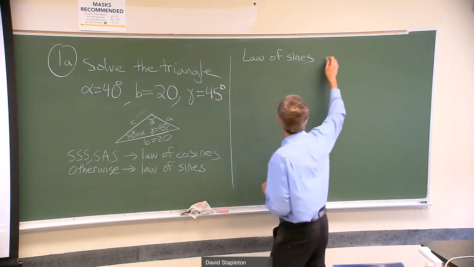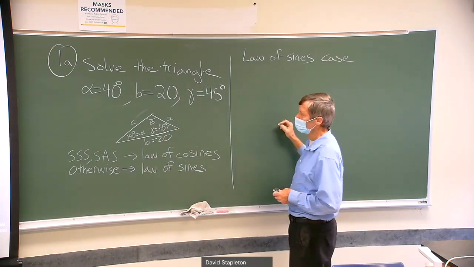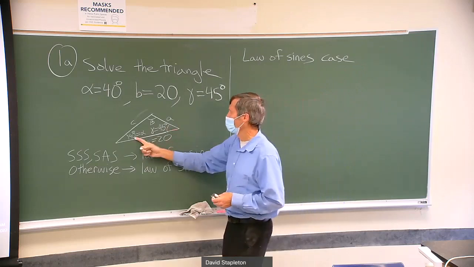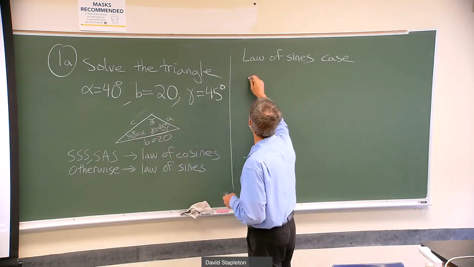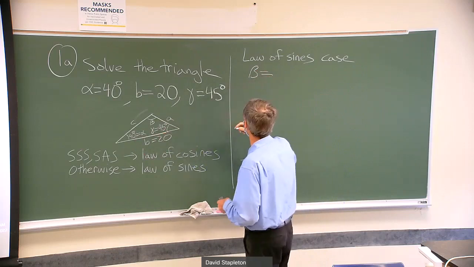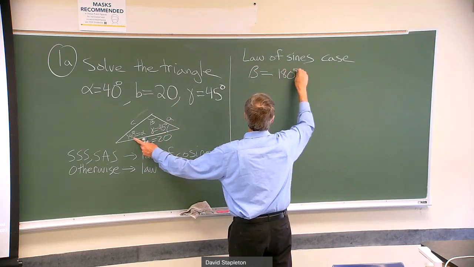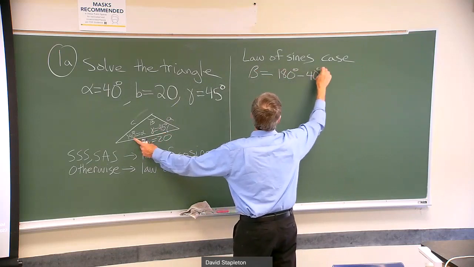This is the law of sines case, I should say. First, whenever you're given two angles, first thing you do is find the last one. So it's a law of sines case, but first I'm going to find the last angle, then I'll have a nice law of sines case. So beta is 180 minus the other two, so that the three add up to 180, right?